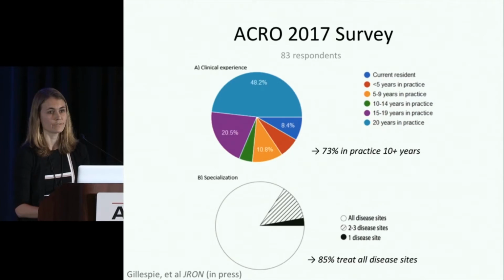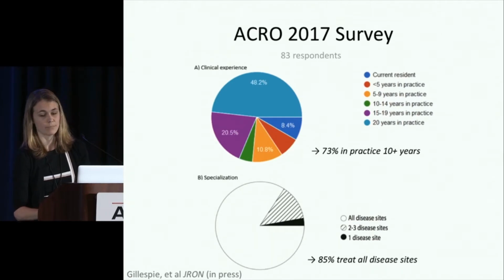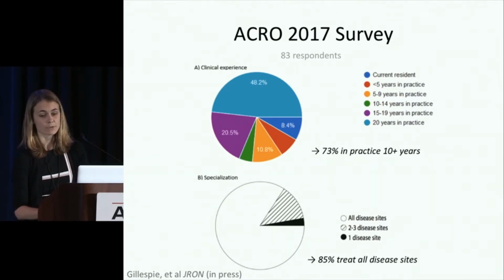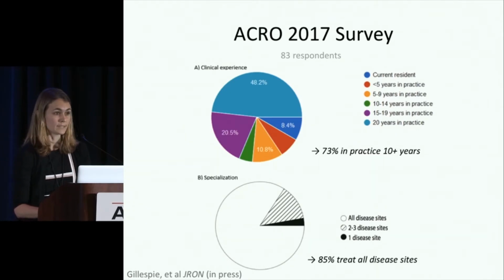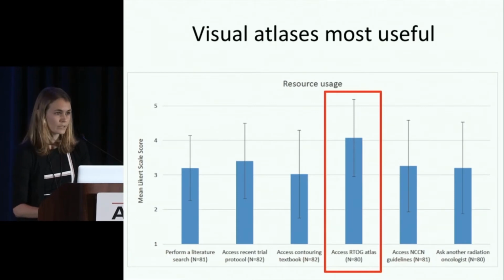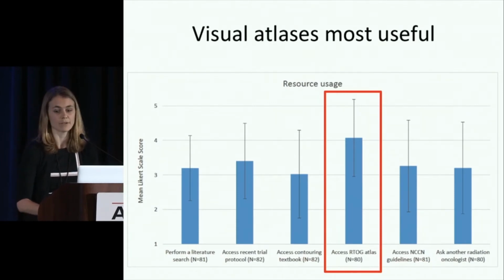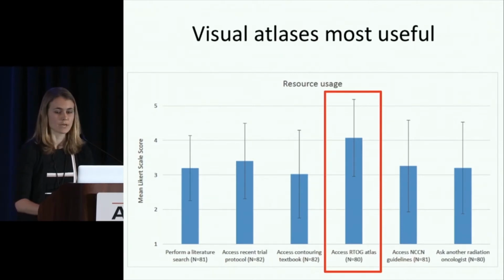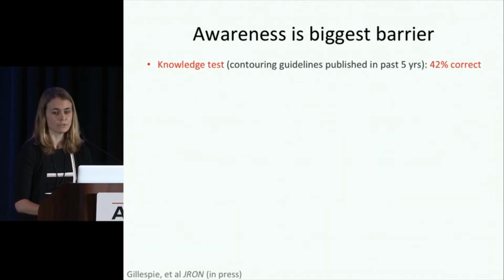We actually surveyed all participants, and we found that 73% of people had been in practice for at least 10 years, and that 85% were treating all disease sites. So we then asked, what resources do you most commonly use? And the RTOG atlases, the visual atlases were the most common, which was not surprising, kind of just reminding us that the visual image-based atlases are the most useful for contouring.